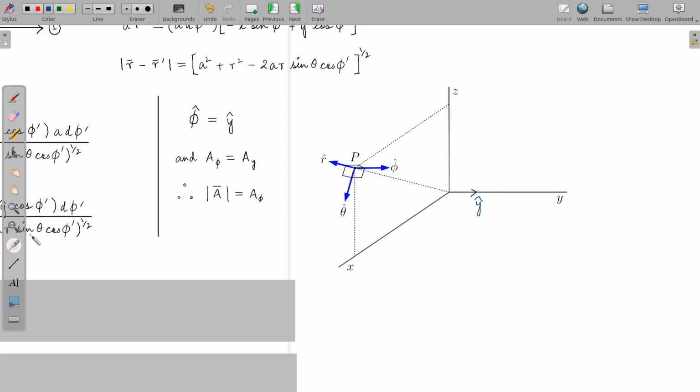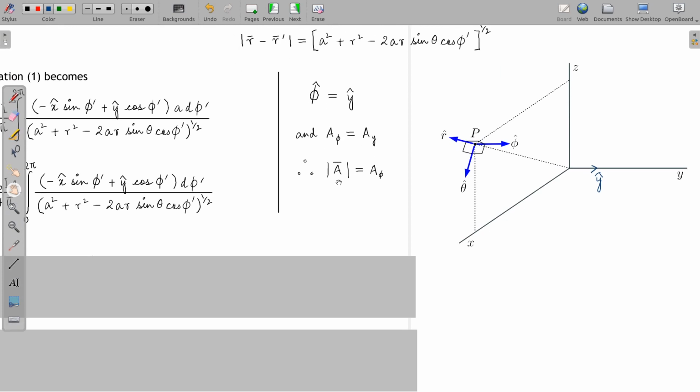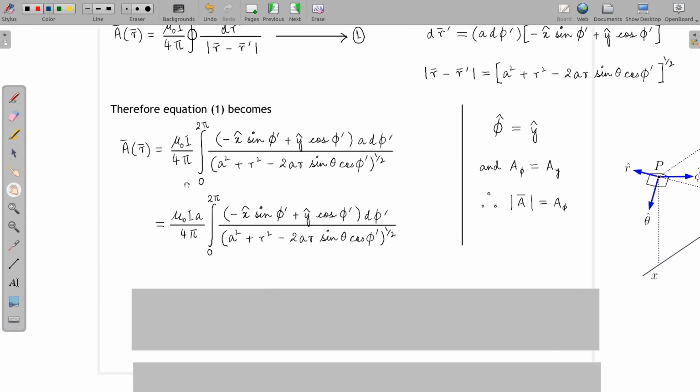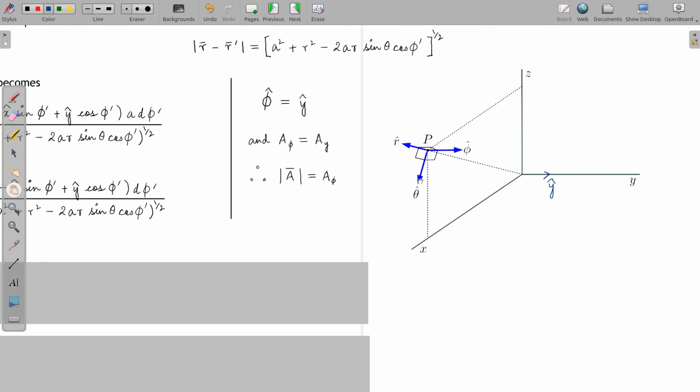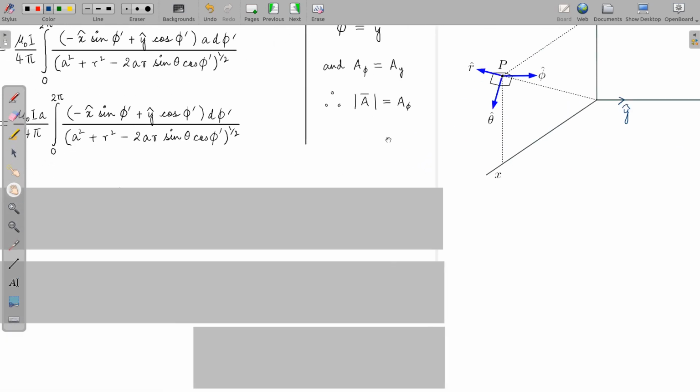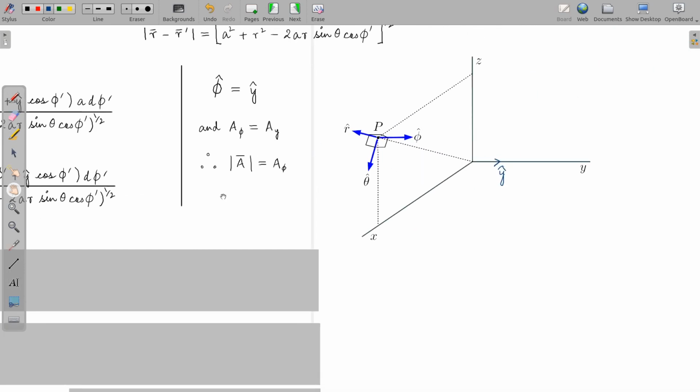Because phi cap and y cap are parallel to each other, the y component of A is the same as the phi component of A. And the y component is the only component, so the entire vector is contained over here. So if I take the modulus of A, that is nothing but A phi, which means the radial component AR and the polar component of A both vanish. So that's an insight that we get from this consideration.